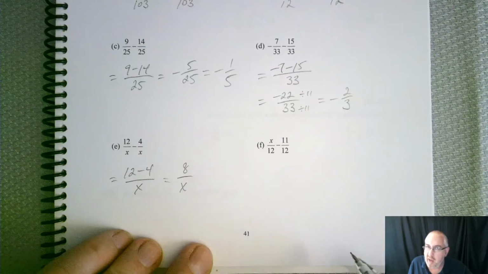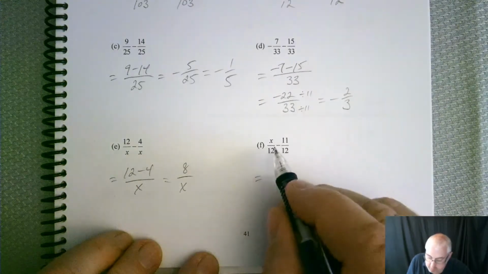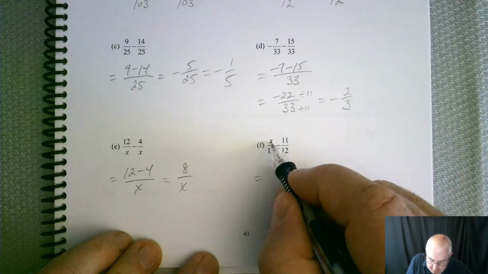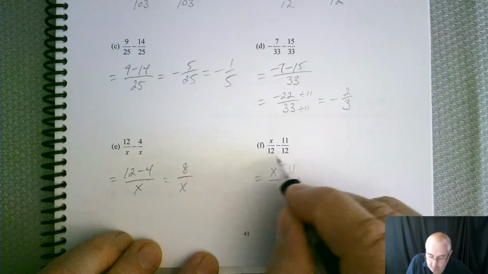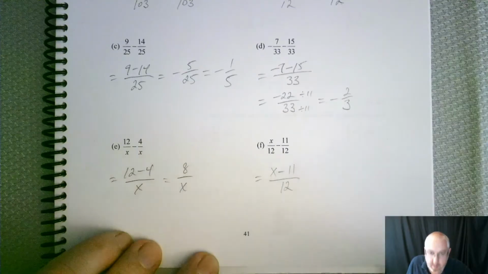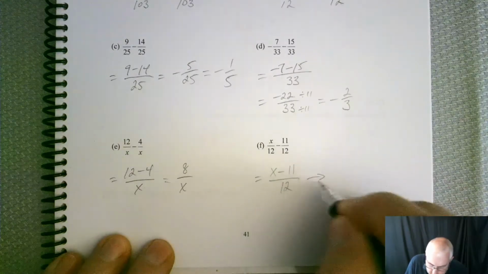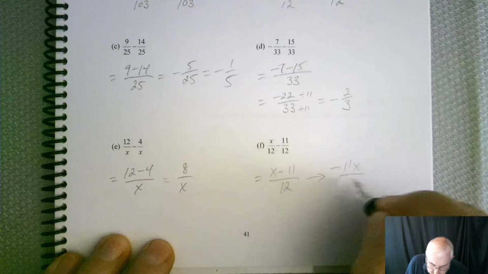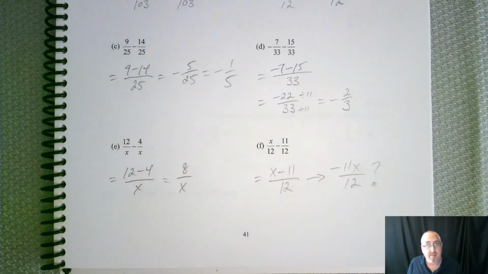Okay, what about on the top though? Same as up above. X minus the 11. The 12s, we just carry it and have a 12 underneath. But now how do we combine the top? How do we make it more compact? Now some of you might say, oh, well, isn't it just going to be negative 11x over 12? That's a common answer, but it's not right.